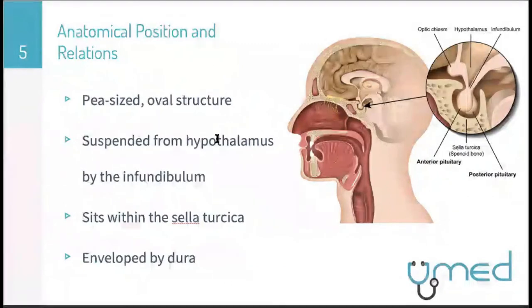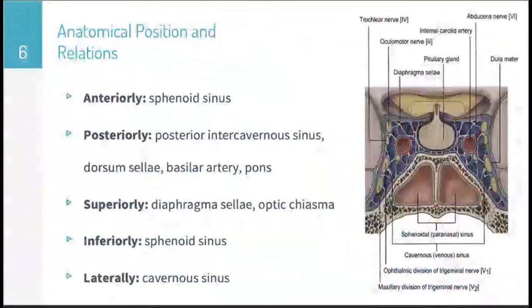And this stalk is very important because it contains the portal blood vessels, which allows for the communication of various neurotransmitters between the hypothalamus and your anterior pituitary. It also has nerve fibers which connect your hypothalamus to your posterior pituitary, but we're not talking about the posterior pituitary today. All right, so more anatomical positions and relations. So anteriorly and inferiorly to your pituitary gland, you have the sphenoid sinus, and these are just things that you're going to have to learn off.